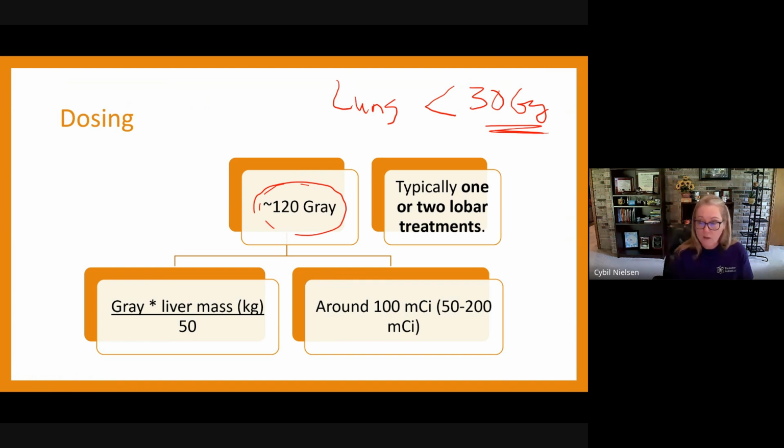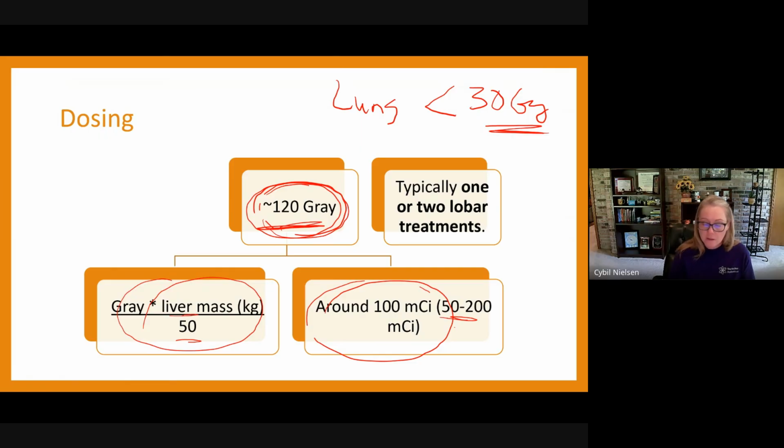Now, how they determine the millicuries of the Y90 is they take those grays, multiply it by the liver mass, and then divide it by 50, and that converts it to whatever the activity is. So you don't have to know that, okay? That equation you don't have to know, but it's anywhere between 50 and 200 millicuries total. Know that it's 120 gray, and the millicuries is going to be based on the size of the liver mass.